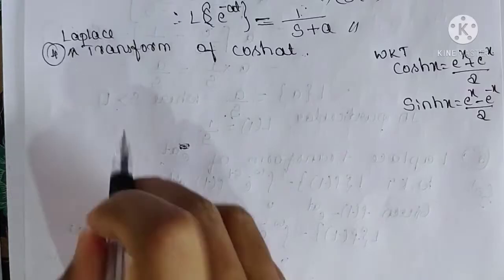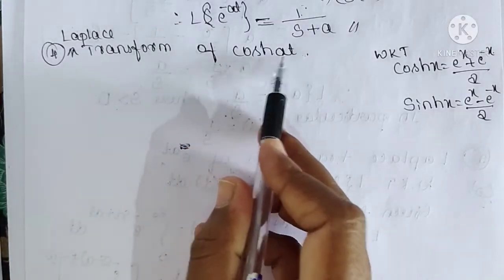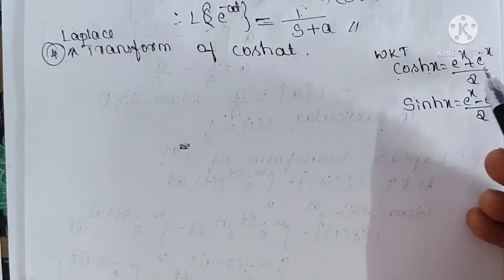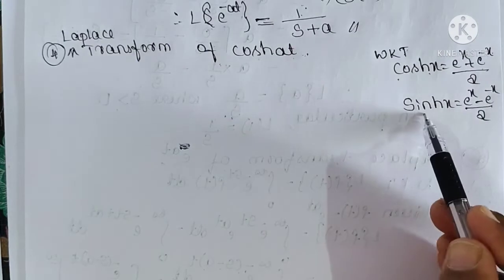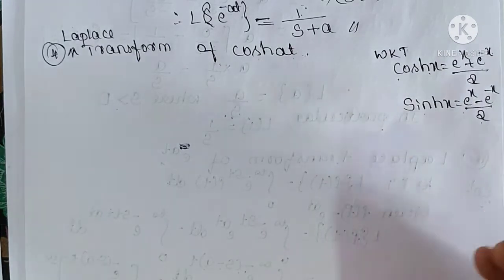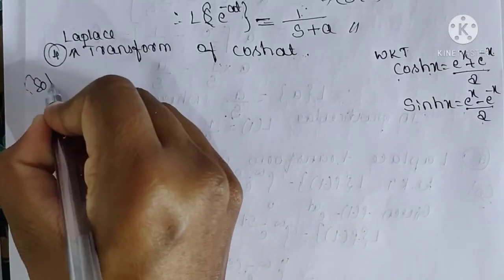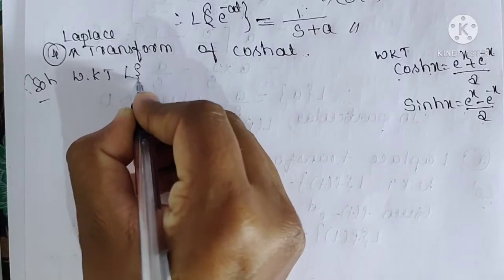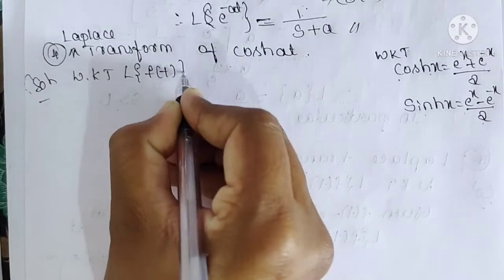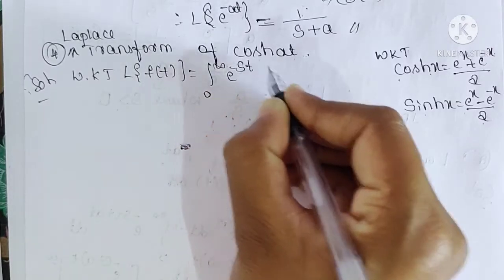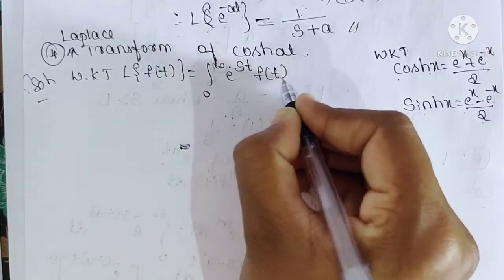Next one, Laplace transform of cos h of at. We know that cos hx we can write as e power x plus e power minus x divided by 2. Sin hx we can write as e power x minus e power minus x divided by 2. Solution. We know that by the definition of Laplace transformation, L of f of t is equal to the integral from 0 to infinity of e power minus st f of t dt.